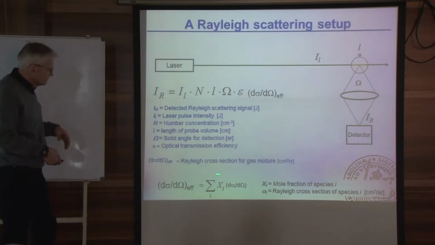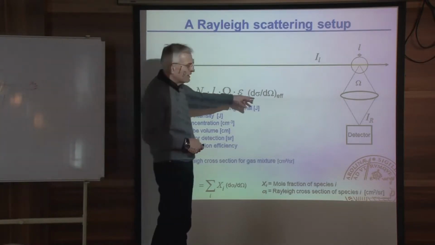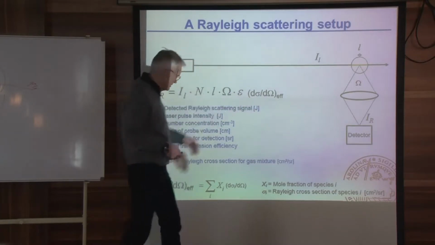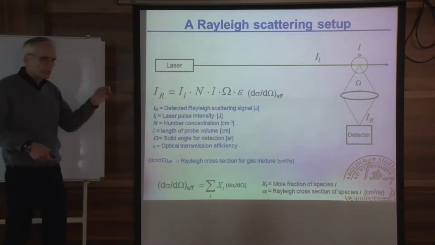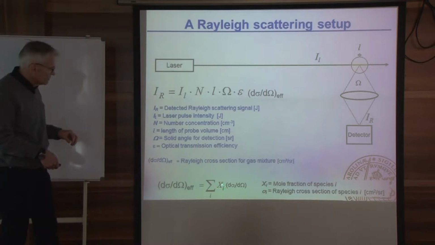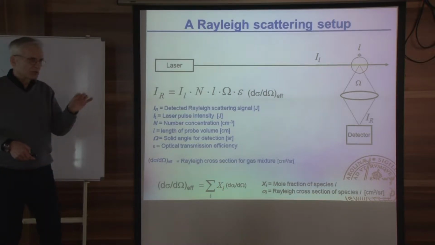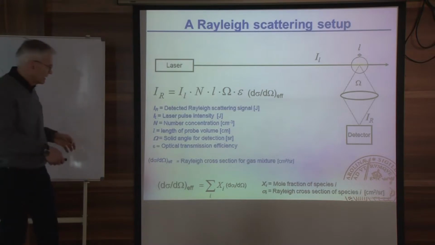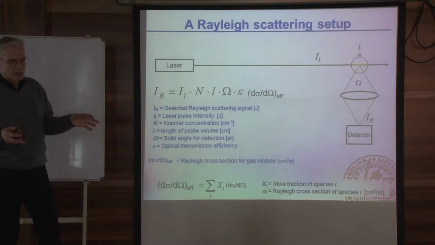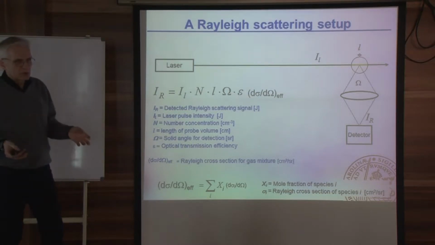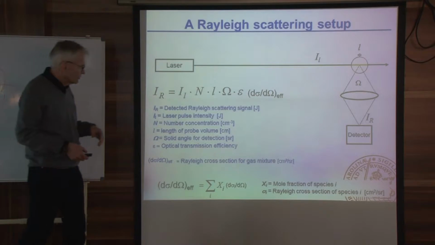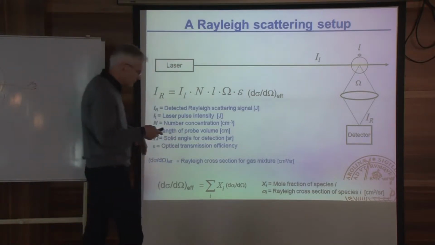But this is a sort of a problem, because what you see here is the effective cross section, meaning that you have for each species the species concentration times the individual cross section. Then you sum this up and then you get the total cross section. And if you have a mixture, then you might think, how could this possibly be used for temperature measurement, because you don't know necessarily the concentration of the different species. But I will come to how this can be handled.